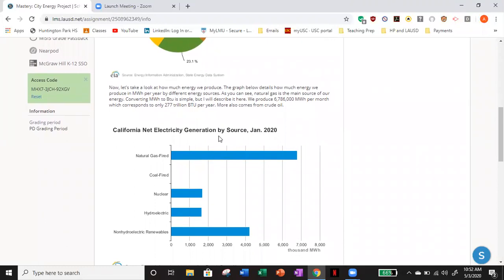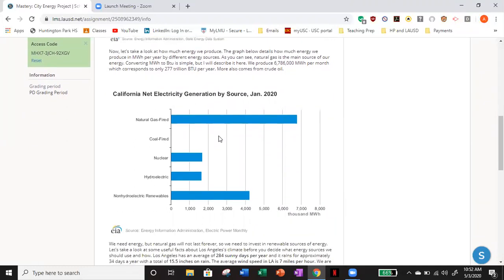Now we're going to look at how much energy we actually produce based on different sources. You can see here that natural gas is our main source of energy for electricity. Then we have a little bit of nuclear, a little bit of hydroelectric, and then some non-hydroelectric renewables. This just combines all the other renewable energy. So this combines solar, wind, biomass and everything like that. Individually, each will probably be a little bit, but we just combine them together.